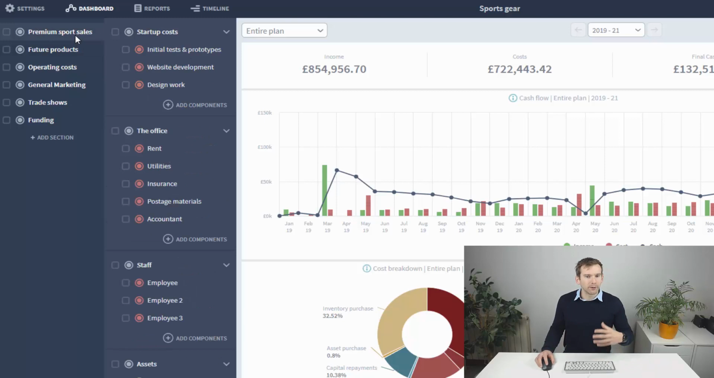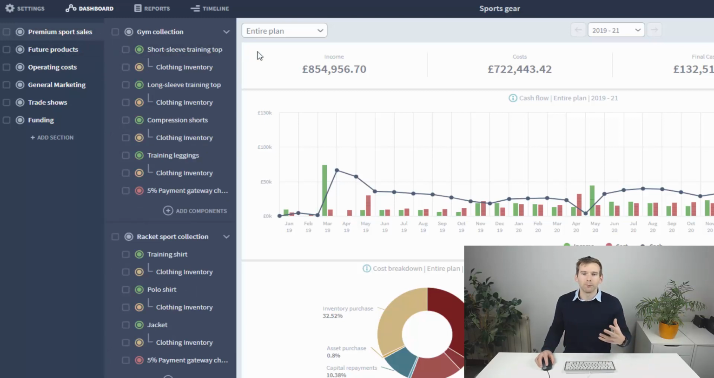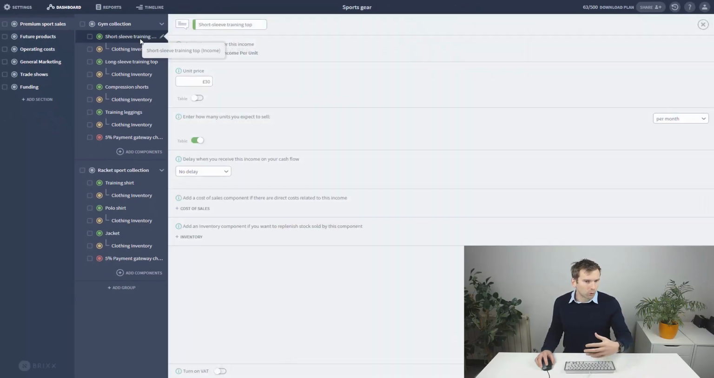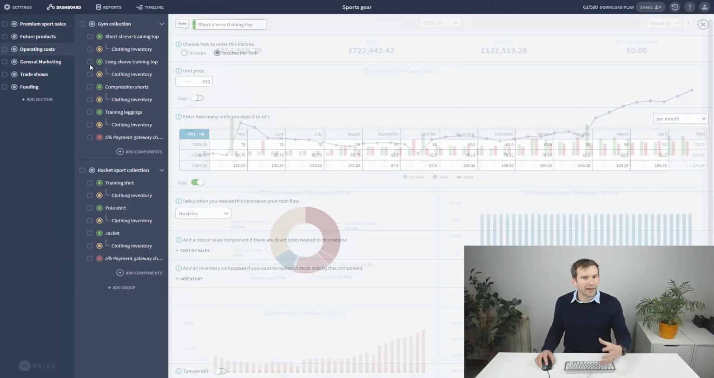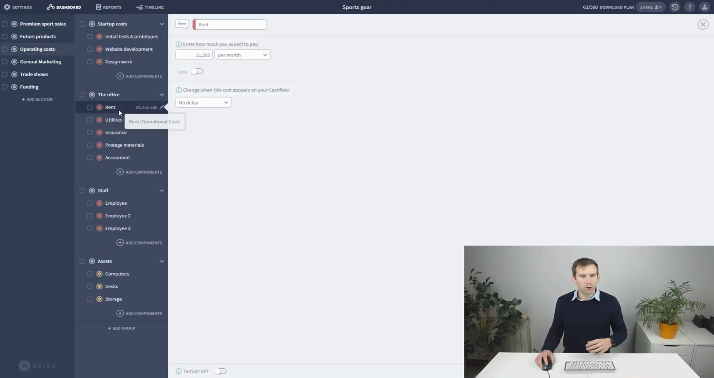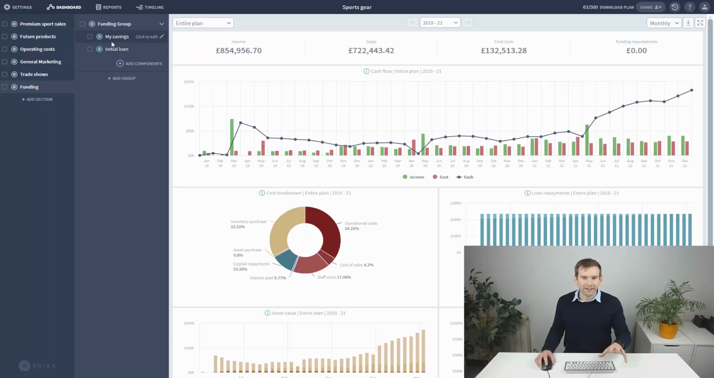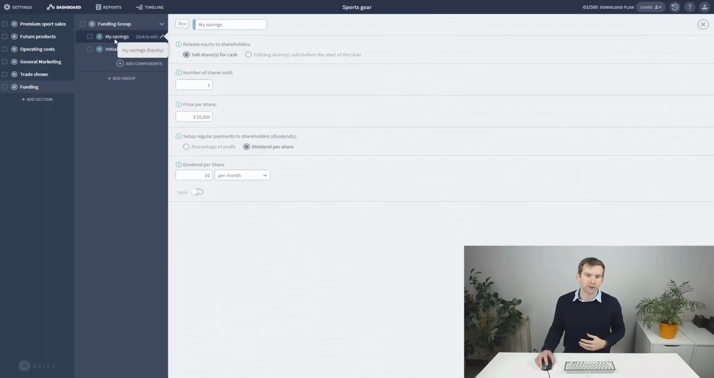Your forecast is built up piece by piece from components. Each component represents a real-world activity, such as these t-shirts that I'm selling, or the rent that I'm going to be paying for my office, or my personal savings that I'm planning on investing into the launch of my startup.